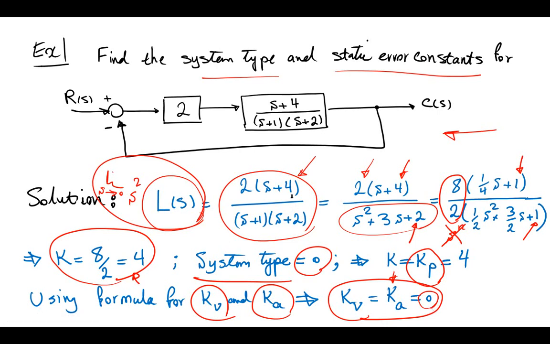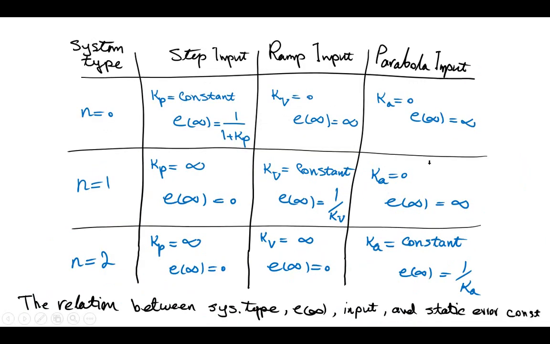Because as s goes to 0, this thing will result in a constant number. When that number is multiplied by s squared and s goes to 0, the whole thing becomes 0. So we found the static error constants and the system type. Now, here's a nice table for steady state error, which relates the system type, the steady state error, the input, and the static error constants.